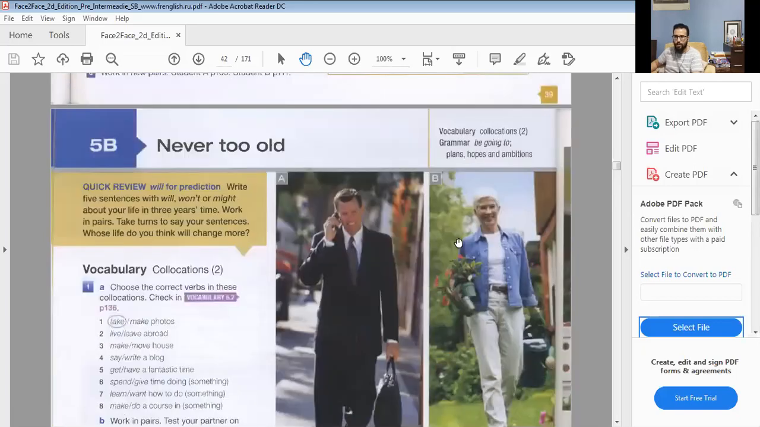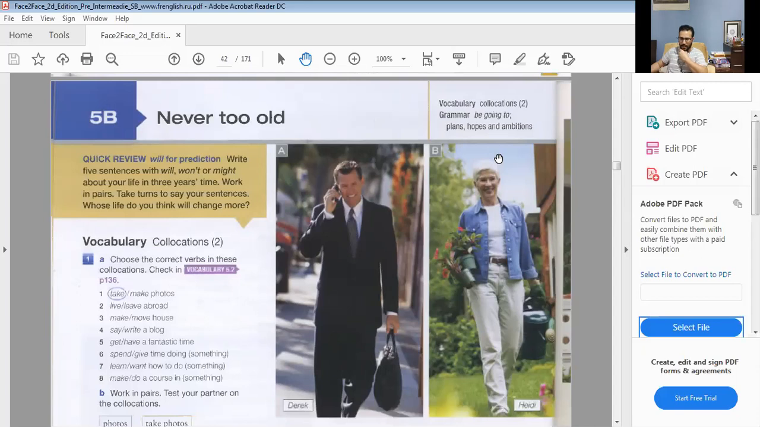Today we'll also talk about the future. So we're continuing talking about the future, but this time we are going to talk about personal plans, hopes, and ambitions. Of course, be going to is another type of future, but it's not for predictions and it's not for other ideas or abstract ideas. It's different from will and might. It's more personal. Okay, so we'll talk about this today in detail.